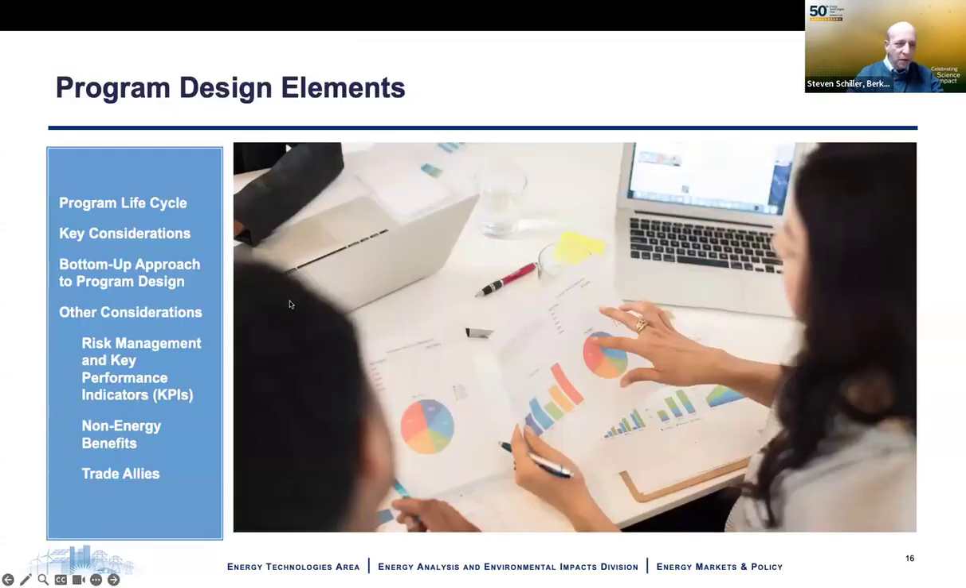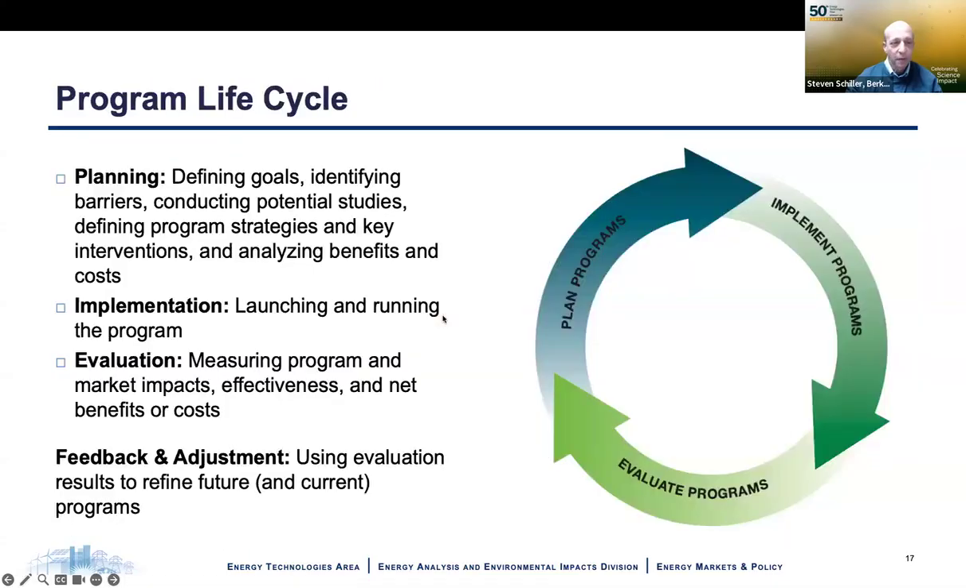Okay, so next up, we talked about some of the mechanisms and approaches and ways in which you can influence behaviors and investments, for example. So I'm going to talk a little bit about the design elements and the life cycle and the key considerations. I'm going to go through a bottom-up approach for program design. And then there are three other areas that I wanted to mention, just important considerations when you put together programs, really considerations and opportunities.